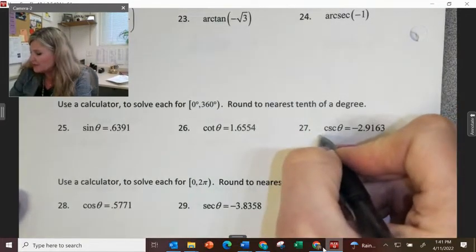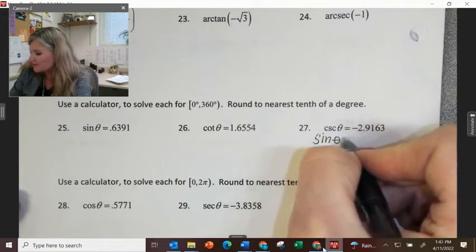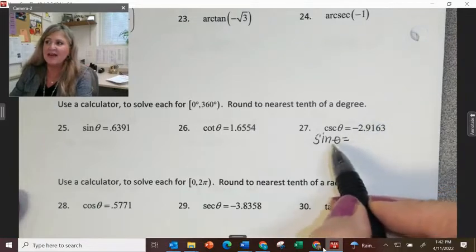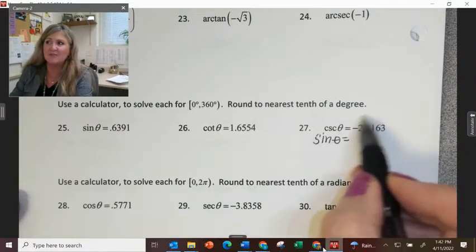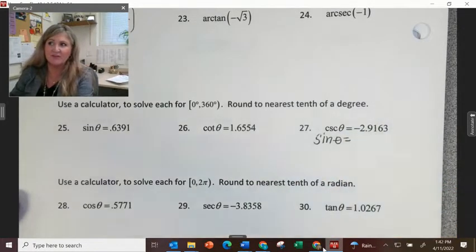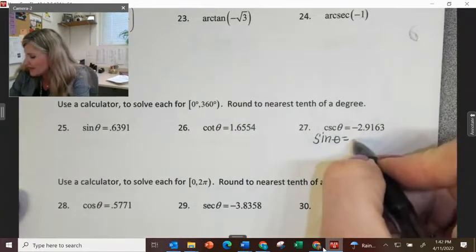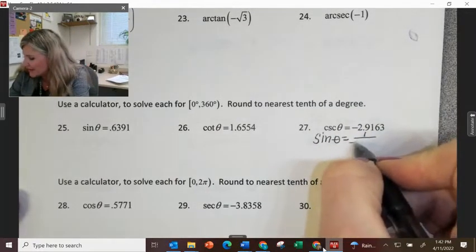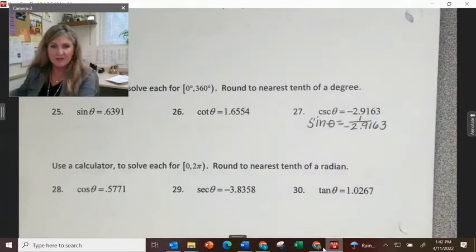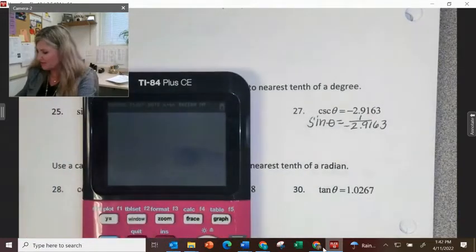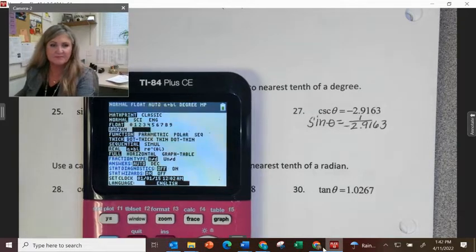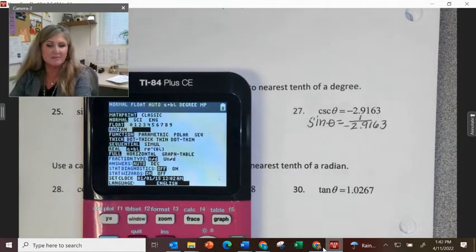To do that, I'm going to rewrite this as sine theta. Now, if this is the answer to cosecant theta, to write it as a sine ratio, I have to flip this over, just like we did in the other part when we were doing the inverse functions earlier. So I'm going to have to do 1 divided by negative 2.9163. Now I'm going to have to check my calculator's mode, make sure that I'm in degrees. Change your calculator into degrees.